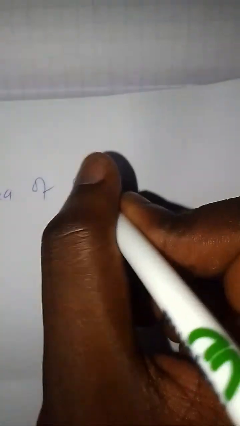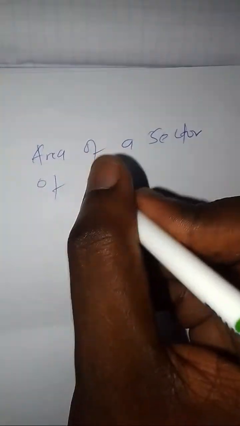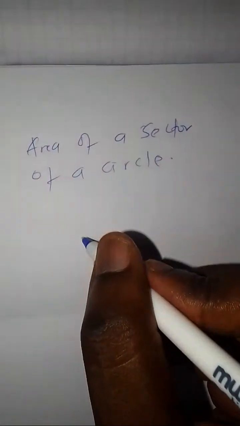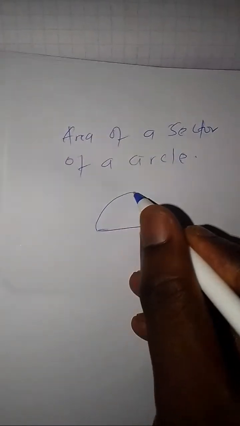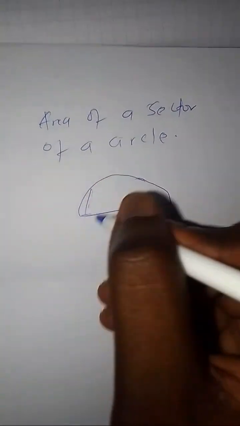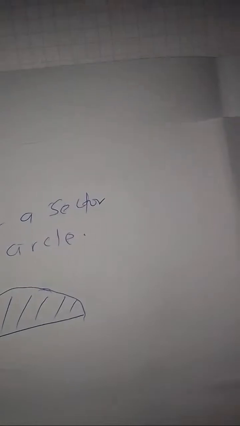I want us to work out the area of a sector of a circle. The sector of a circle is just a part of a circle. So this one is one of the parts of a circle that we shall have.